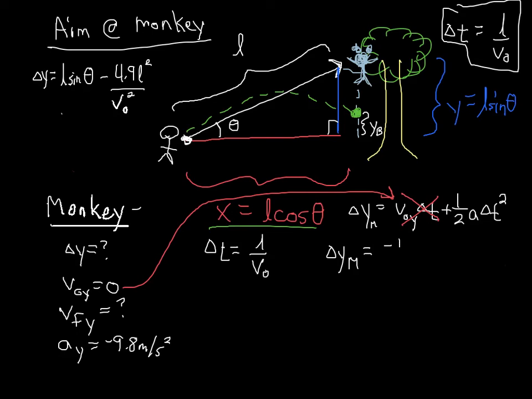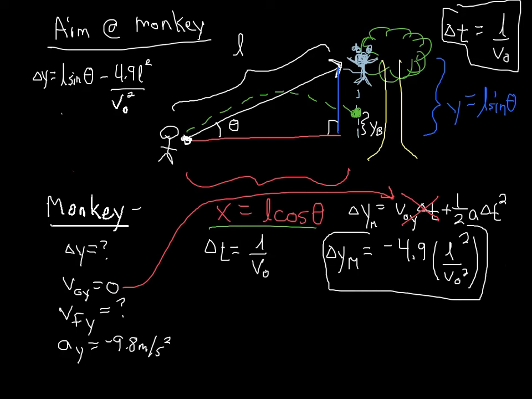negative 4.9 times L over V naught squared. So L squared over V naught squared. And I have my change in Y. So I look at this change in Y for the monkey, and I compare it to the change in Y of the bullet, and I see that they're not the same. Now, does this mean that I didn't successfully hit my monkey?